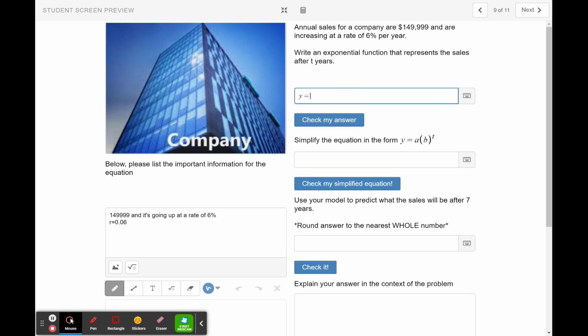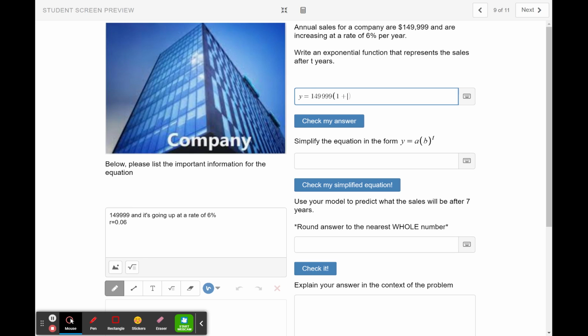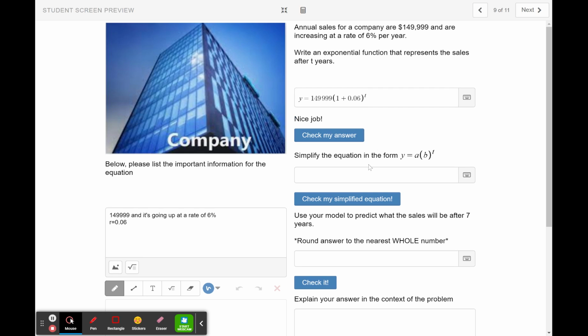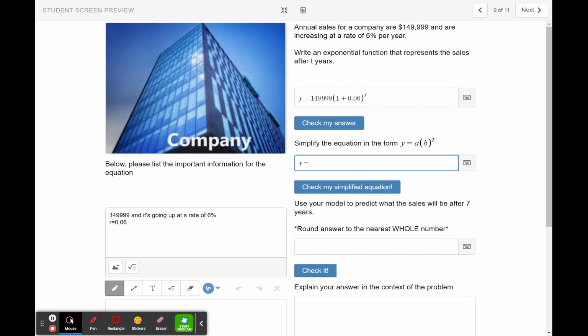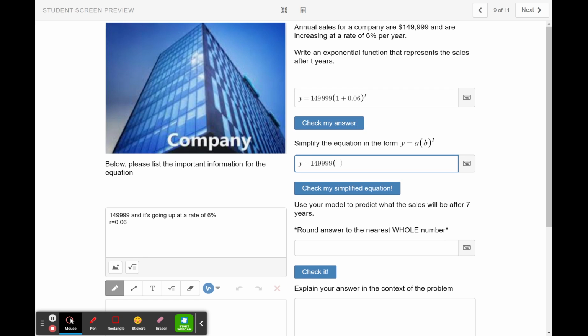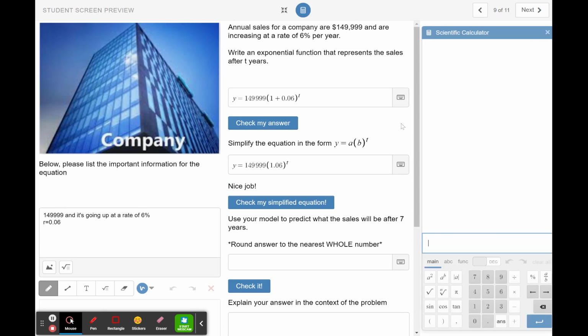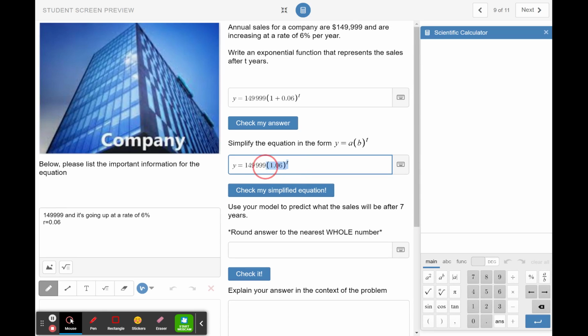There is no word compounded or quarterly or anything like that, so we don't have to do anything fancy. We just have to do the 1 plus 0.06, and then raised to the t power. Now to simplify it, you just want to add the two numbers together, and then trust your calculator. So I'm going to put the whole equation in, but I don't want t anymore. I want to predict after 7 years.